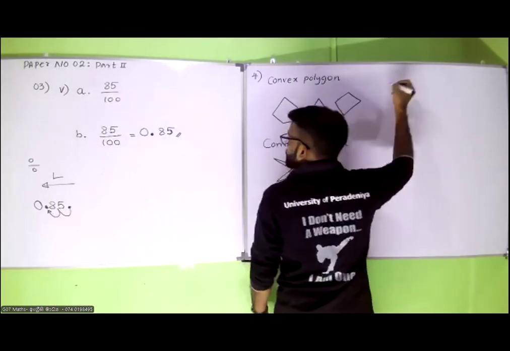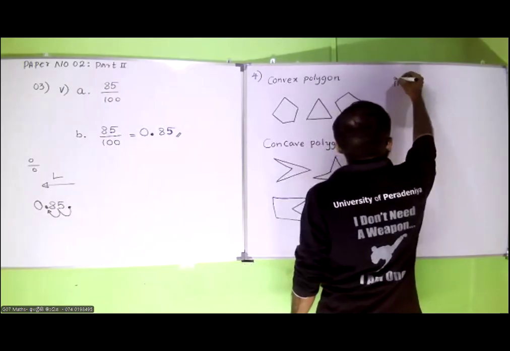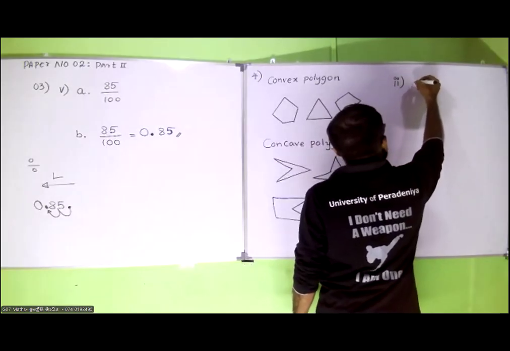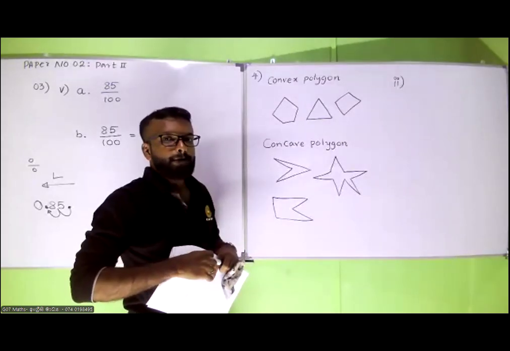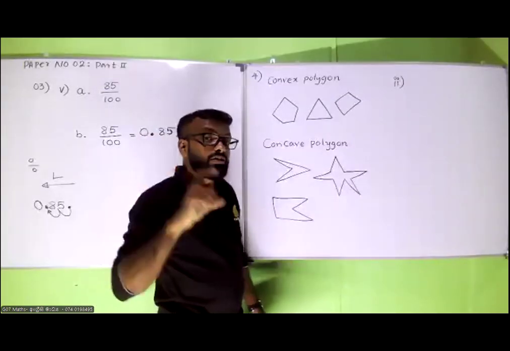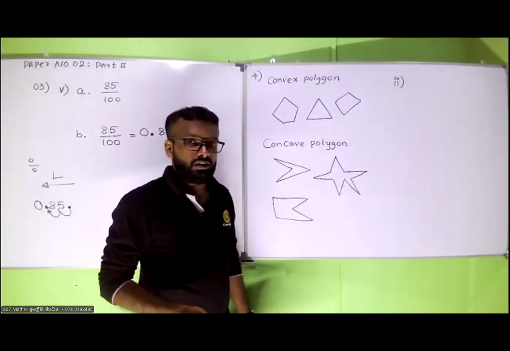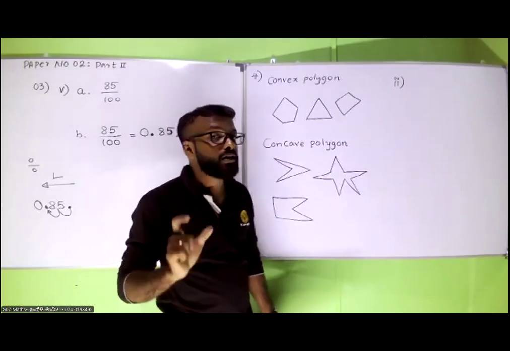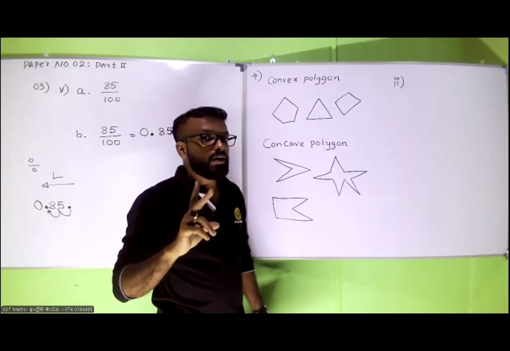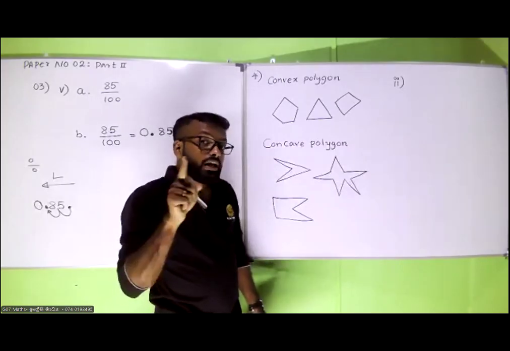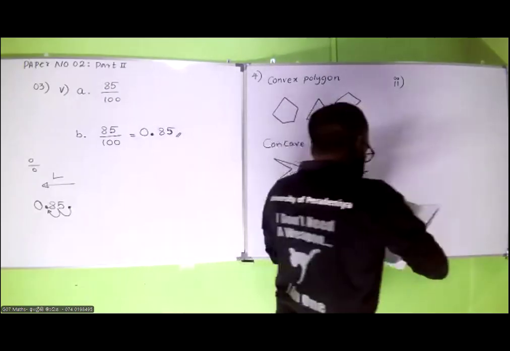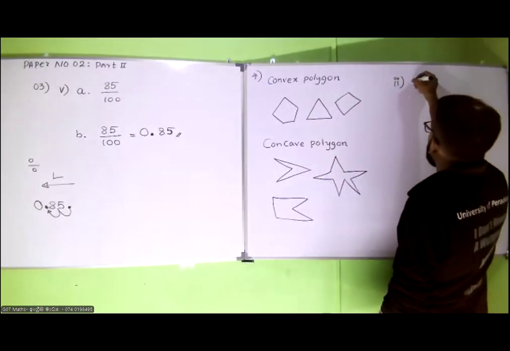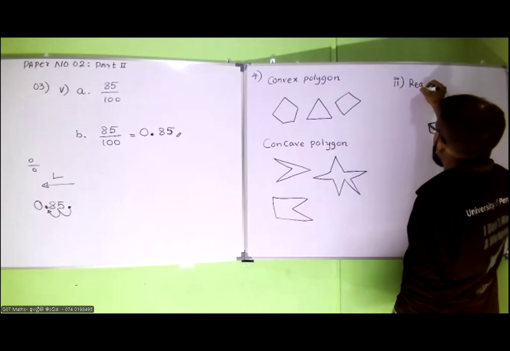And what is a regular polygon? A regular polygon is a polygon with all sides equal in length and all angles equal in measure, or you can say magnitude. Those are the two properties that you have to remember when you are referring to a regular polygon. So you have to write what it means by a regular polygon.